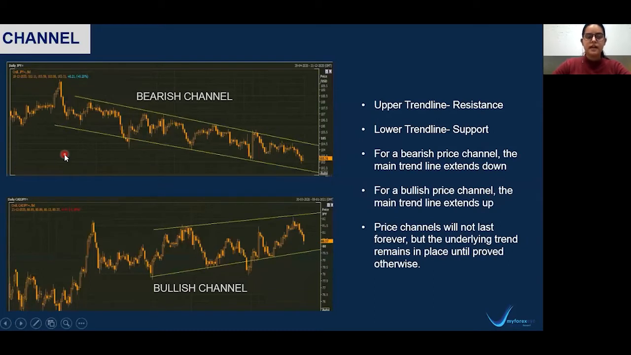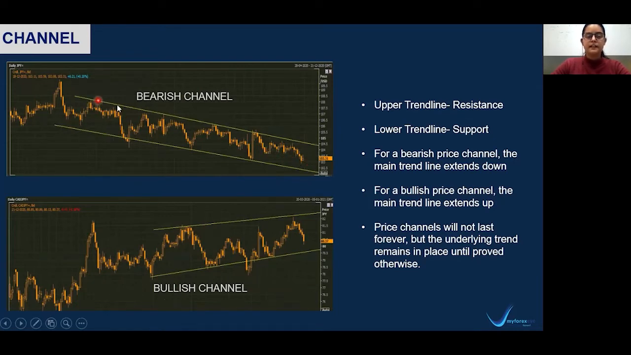Channels. A channel is basically formed when the price moves in one direction, in one momentum, and is basically in a fixed range. As you can see, there are two types of channels, bearish channel and bullish channel. A downtrend channel is known as bearish channel and an uptrend channel is known as a bullish channel. This is known as the main trend line here, and in bullish channel, this is the main trend line. The other line is the channel line here.